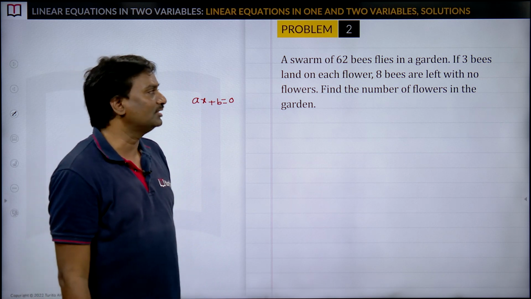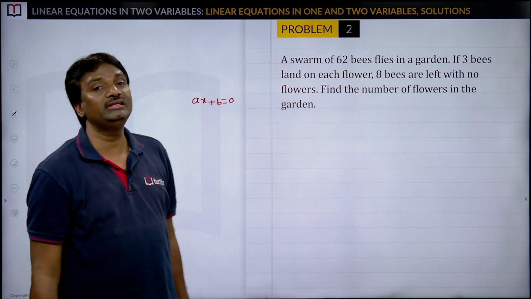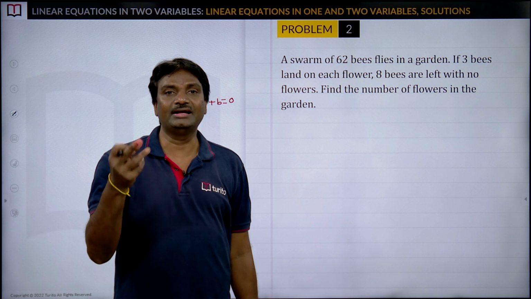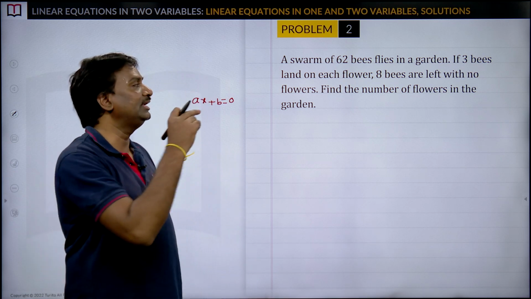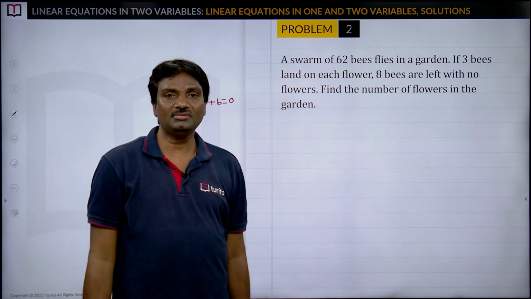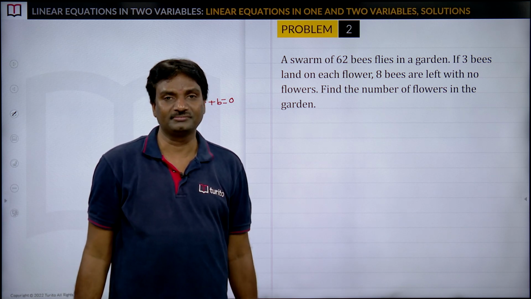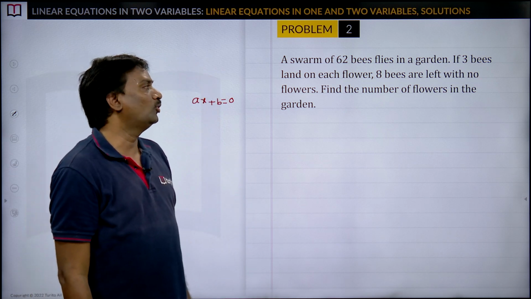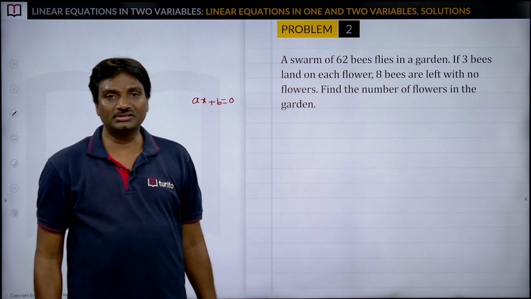A swarm of 62 bees, total 62 bees, flies in a garden. If 3 bees land on each flower, first flower 3 bees, second flower 3 bees, 10th flower 3 bees. On each flower there are 3 bees and 8 bees are left with no flower. Those 8 bees are just flying in the air, they do not land on any flower. Find the number of flowers in the garden. So, this is the problem.